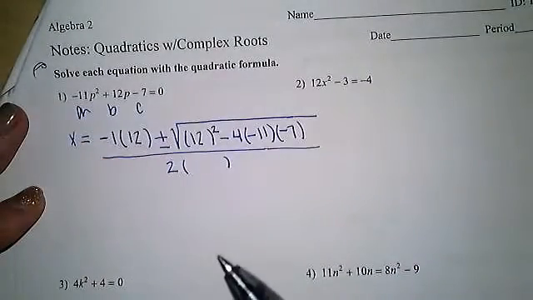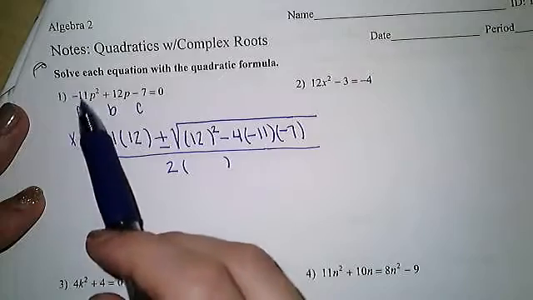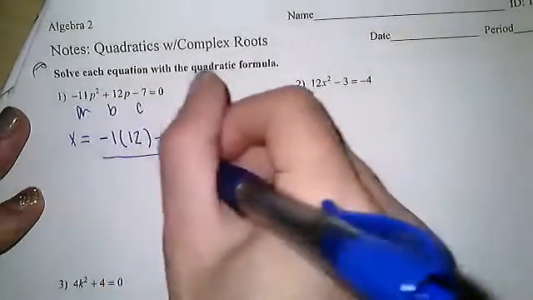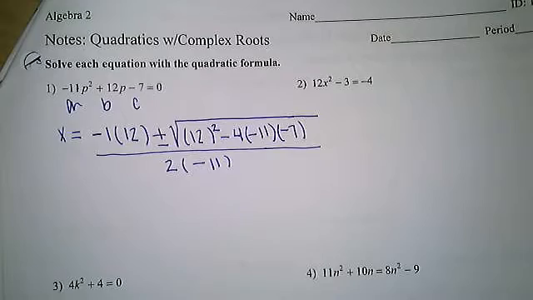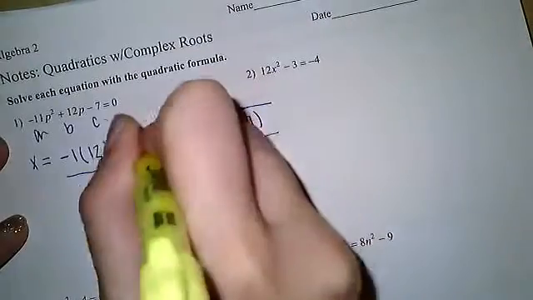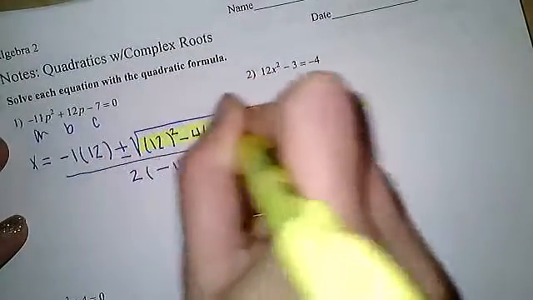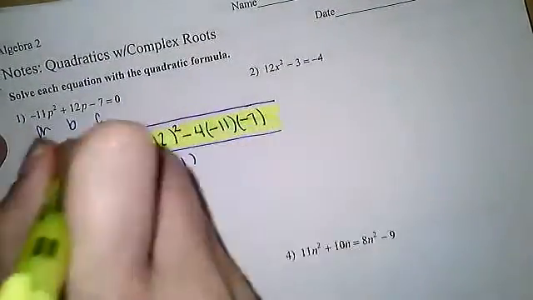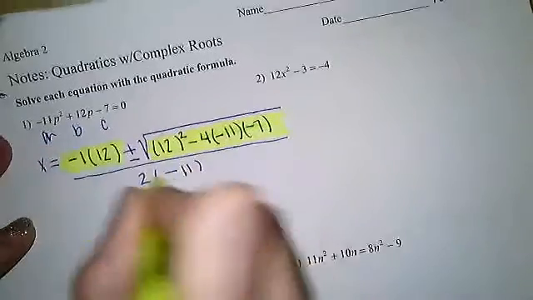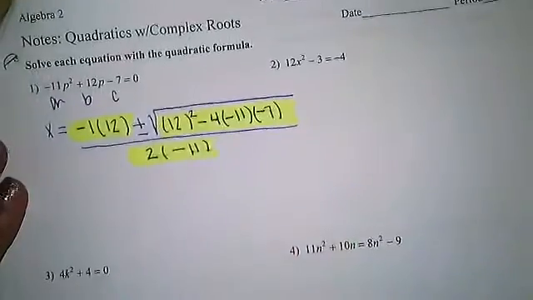Good news is you don't have to memorize this formula like I did. And then 2 times a, 2 times negative 11. If you want to use PEMDAS to solve this problem, go ahead and reference my previous videos where I showed how to do that. For the purposes of this one, I'm going to go ahead and use my calculator for this whole portion. This portion and this portion to make my life just a little bit easier.